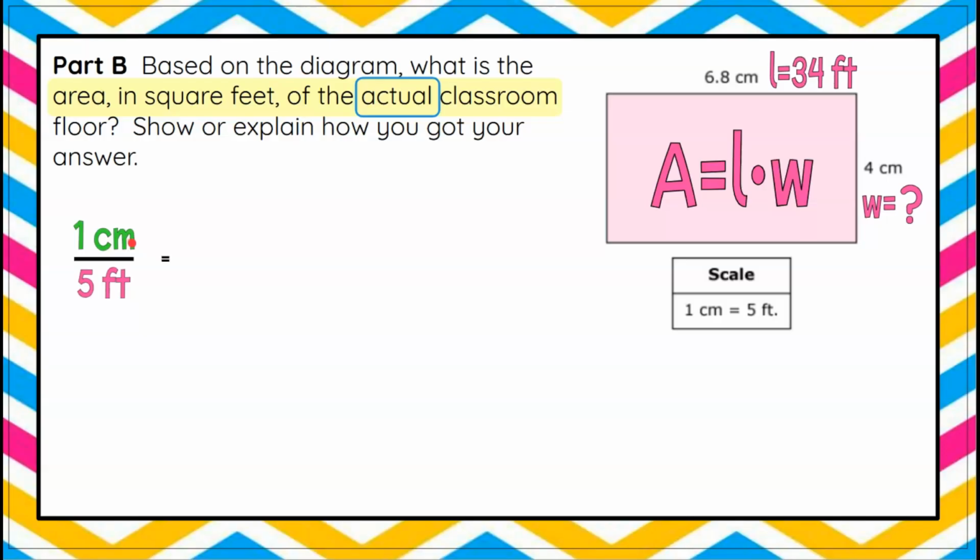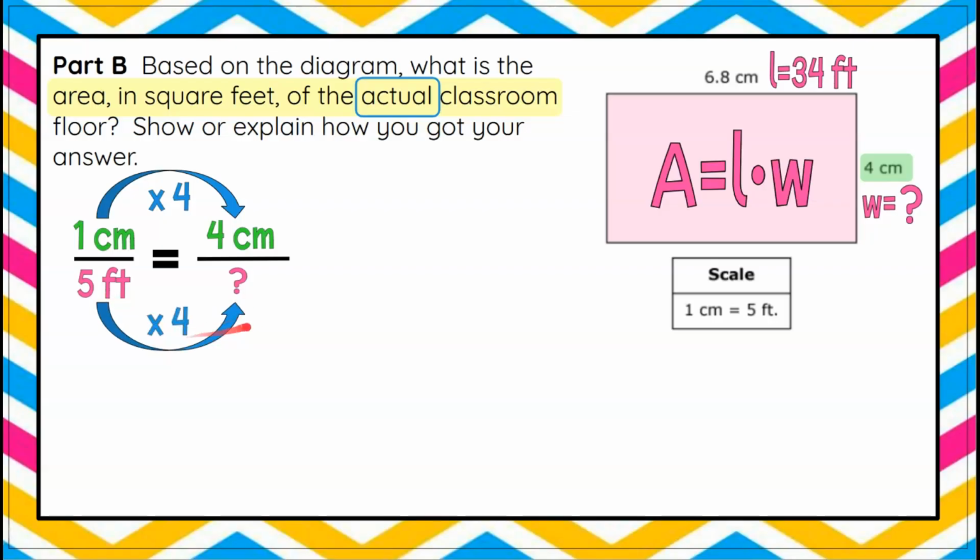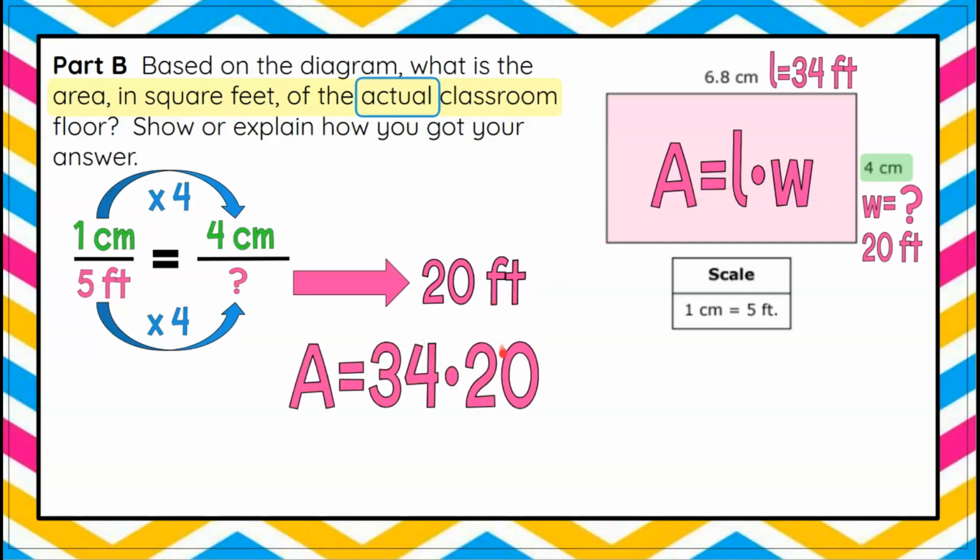So we know our scale ratio is 1 centimeter to 5 feet, and we know that our width is 4 centimeters, and we want to know how much 4 centimeters is in feet using our scale. So when we go from 1 to 4, we know that we're multiplying by 4. So I must do the same to my denominators. 5 times 4 is going to tell me that the actual width is 20 feet. So now I have all the parts. The length is 34, the width is 20, so I can use my area formula. So area is equal to my length times my width.